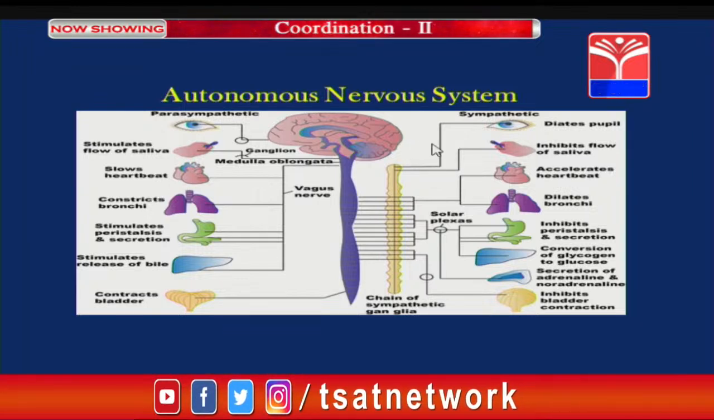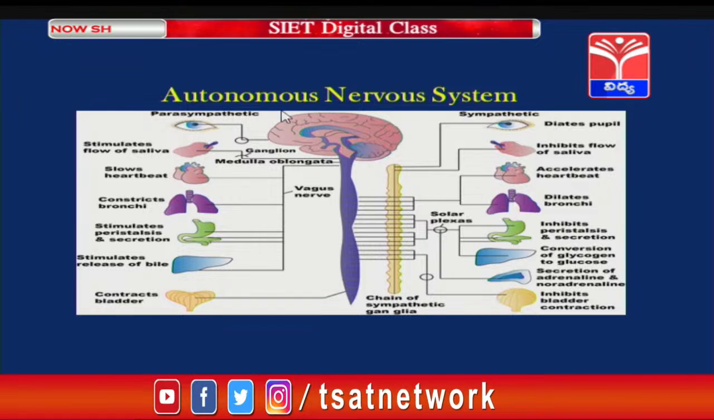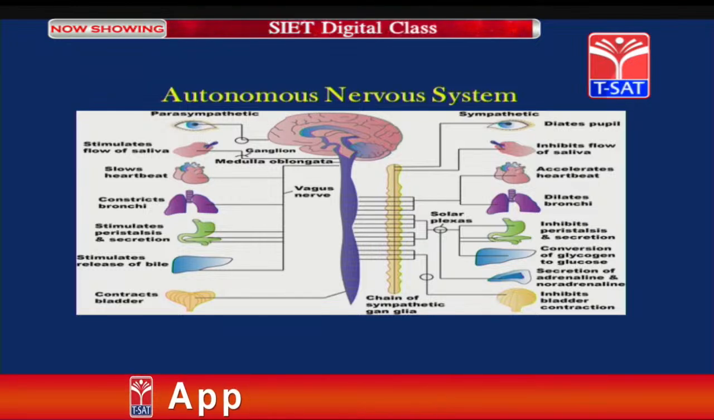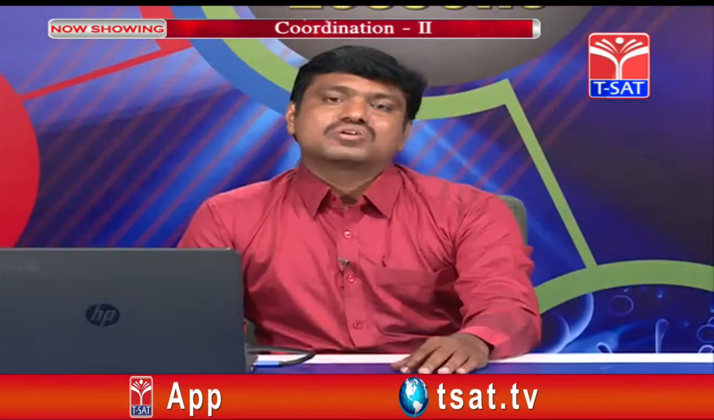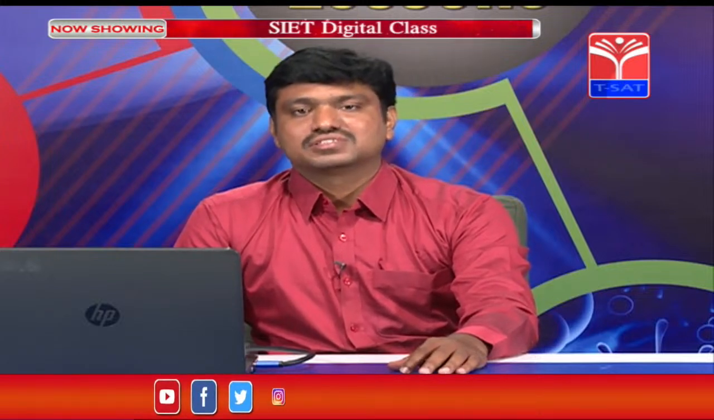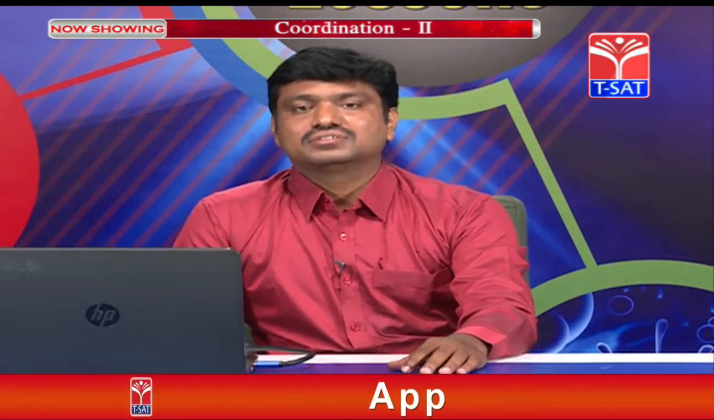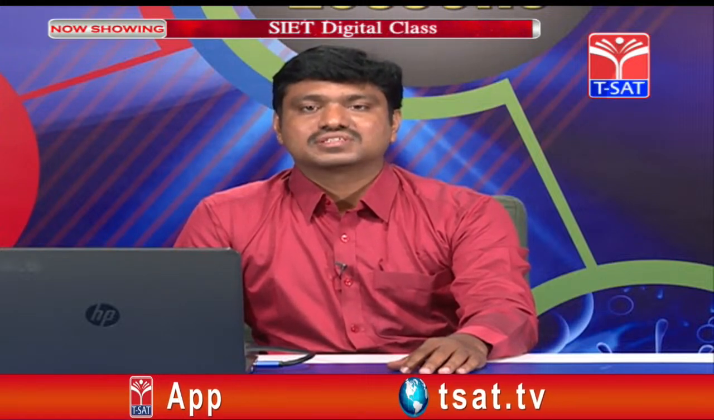So, both sympathetic and parasympathetic are the subdivisions of the autonomous nervous system. Students, so far we have seen the control and coordination of our body by the nervous system, by the brain, by the spinal cord, and by different nerves. Now, the nerves cannot innervate all the cells of our body, they cannot reach all of our cells, yet all the cellular activities need to be monitored and regulated continuously.